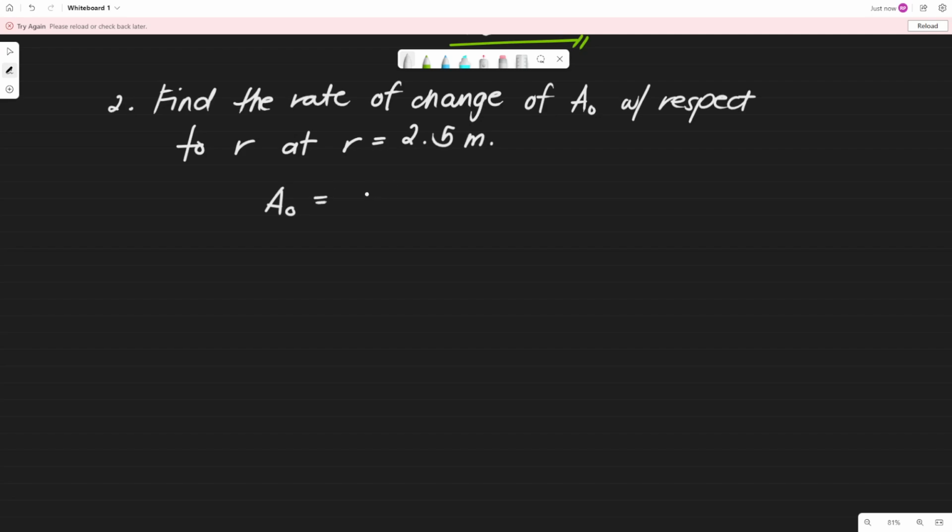Diba? This is equal to pi r squared. No, alam naman natin yan. Okay, then just going to get the derivative in respect to r. So, we'll have, let's do the four-step rule, no?